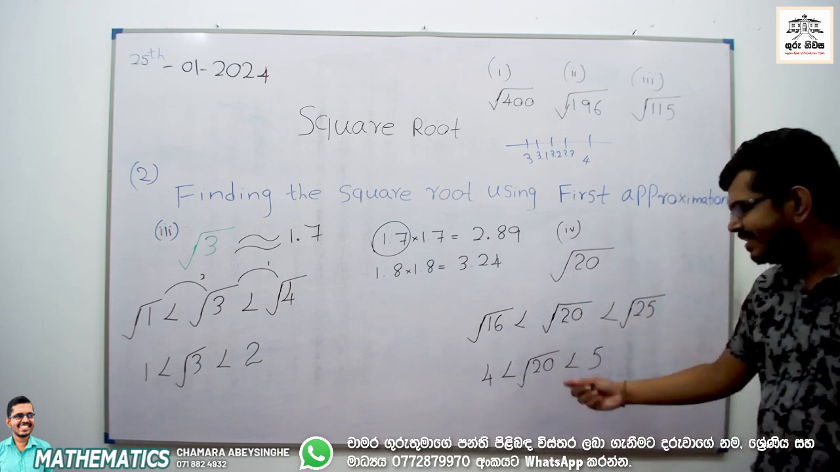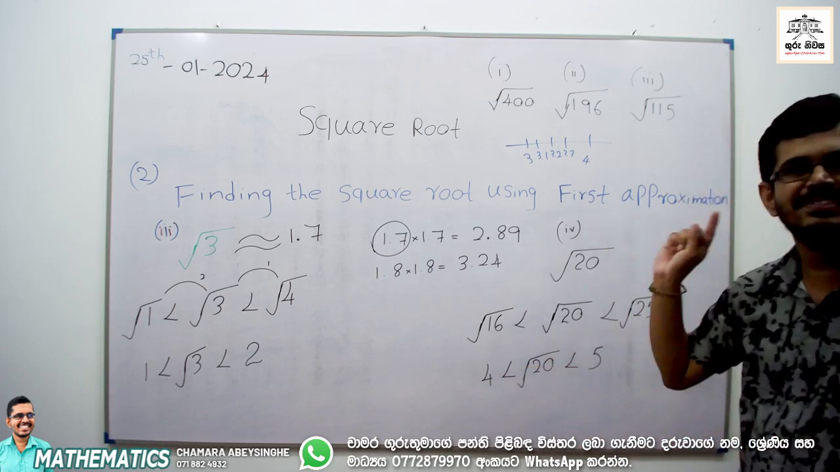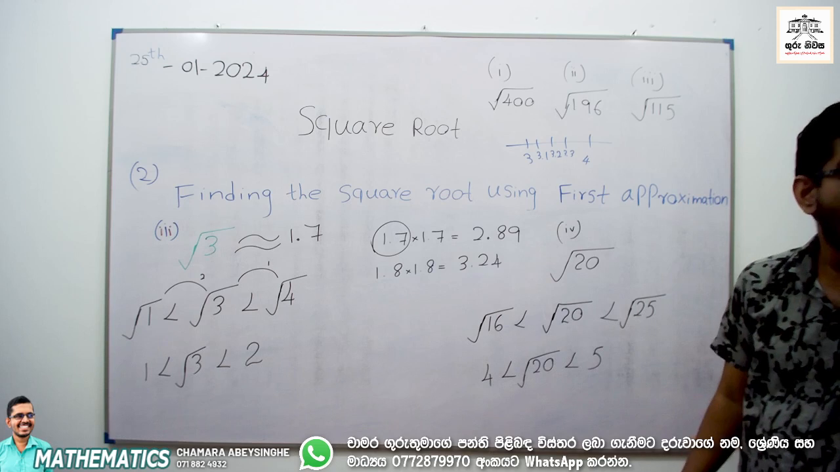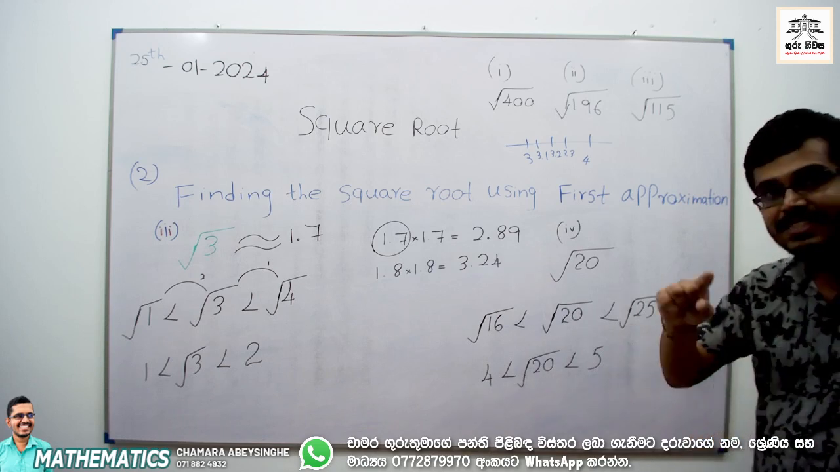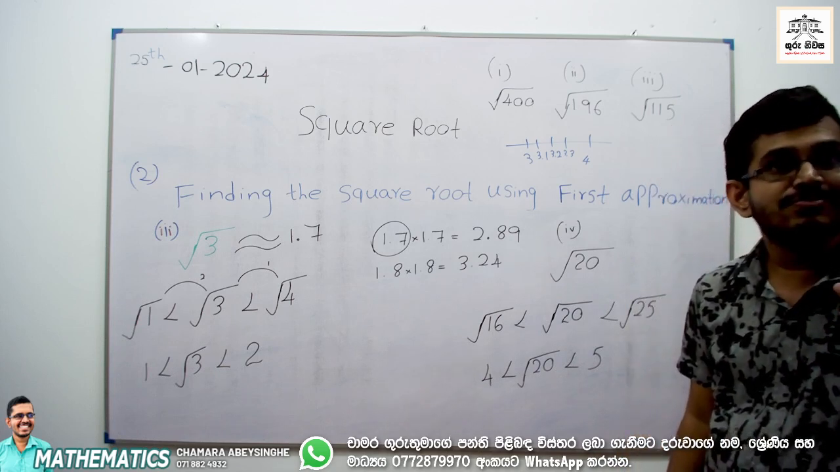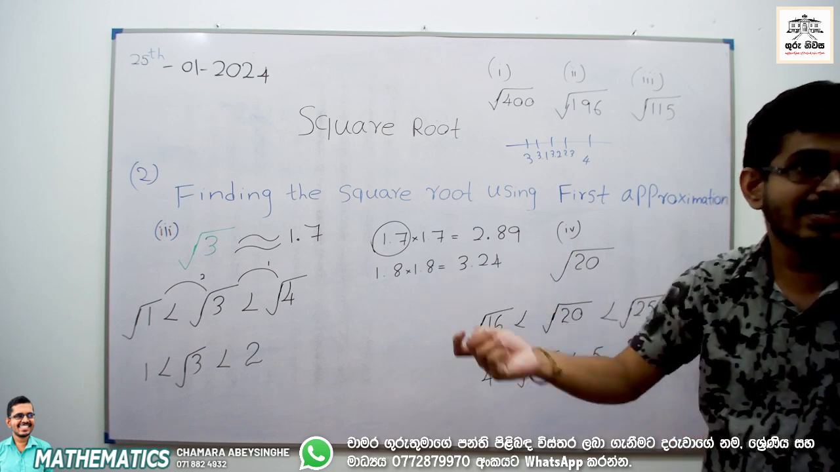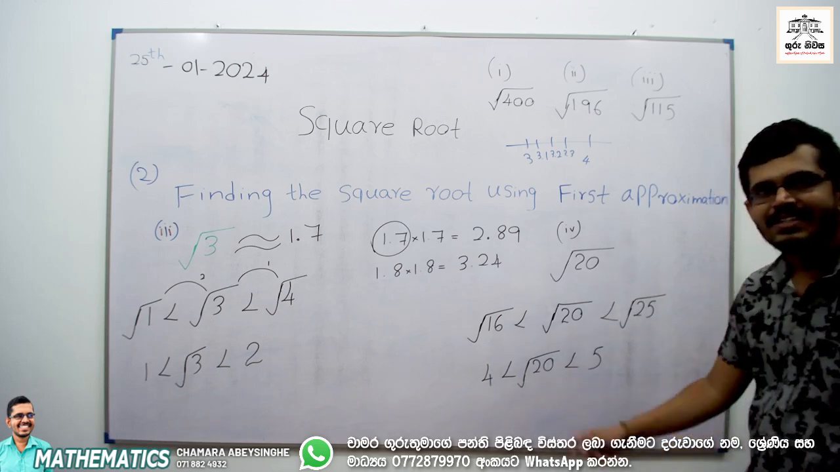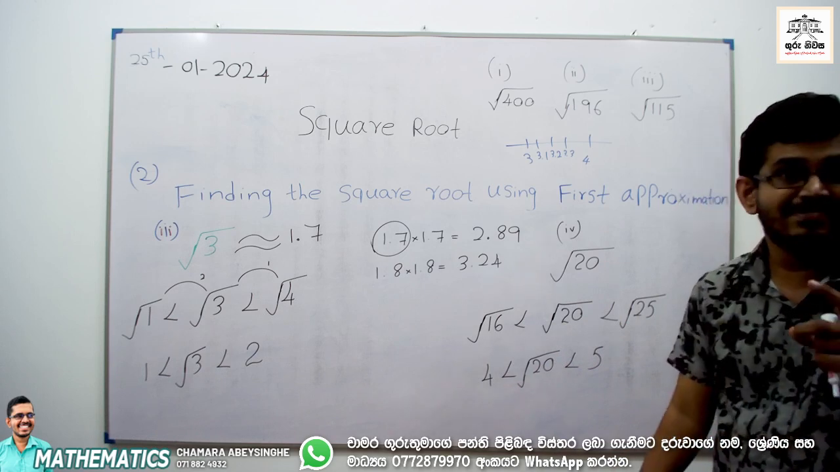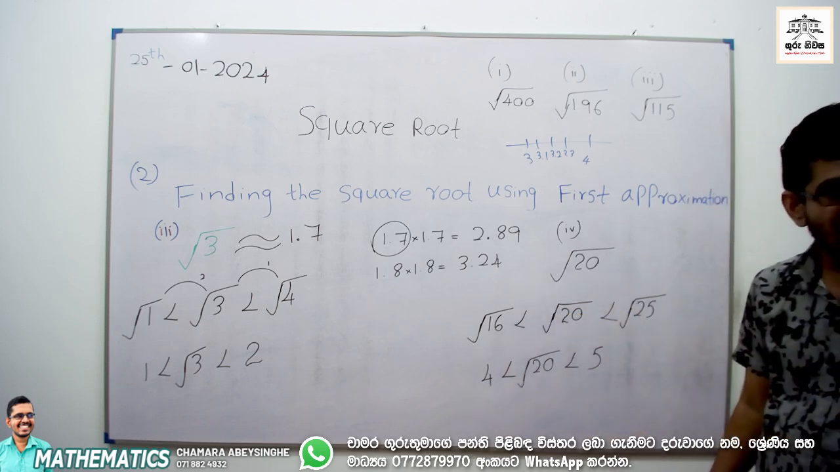That means the value of the square root 20 is located between 4 and 5. That number between 4 and 5: 4.1, 4.2, 4.3, 4.4, 4.5 like that, 4.9 last one. Which number is the answer of the square root 20? We can't multiply every number and check what is the suitable one.